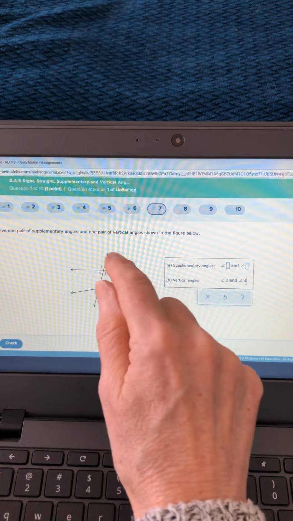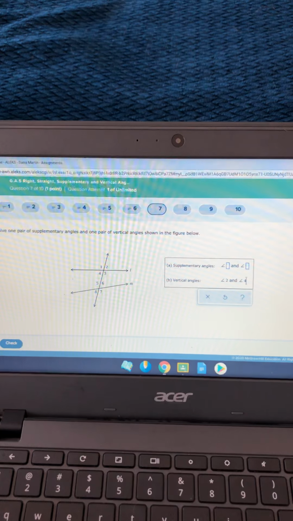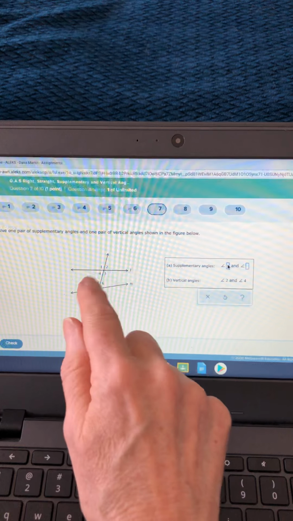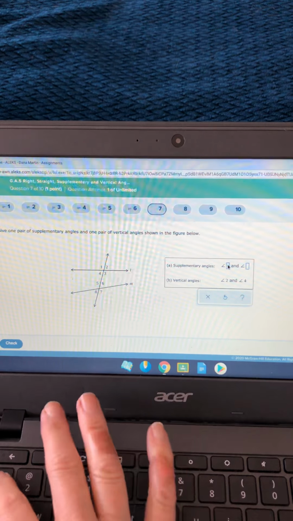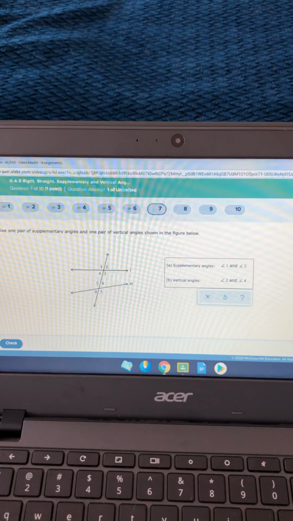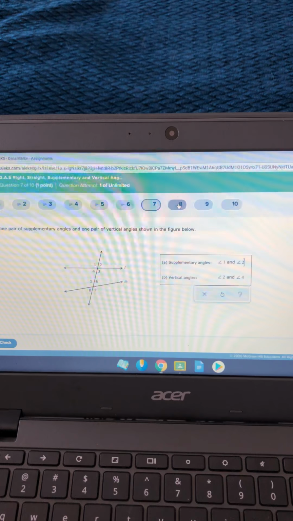6, 7, 7, 8, 8, 5. 1, 4, 1, 2, 2, 3, 4, 3, or 3, 4. Yeah, and it doesn't matter which direction you go with it. I could say angle 2, 1, or 1, 2. All right, so I'm just gonna do 1, 2, keep it simple. Just one pair, that's all they want.